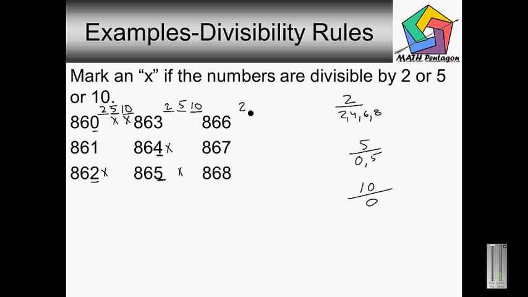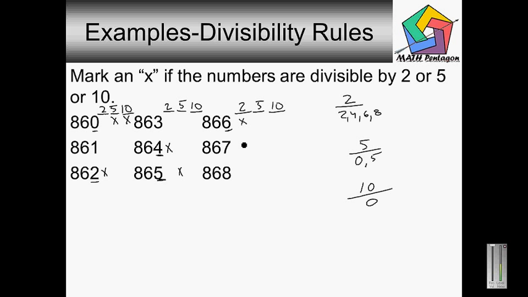Okay, let's make another chart. Is 866 divisible by 2? Yes, because 6 is an even number, so you put X. Is 866 divisible by 5? No, because it doesn't end in 0 or 5. And 866, is it divisible by 10? No, because it doesn't end in 0.